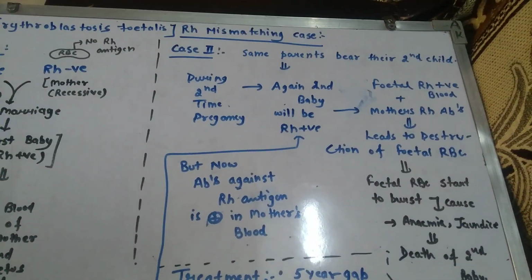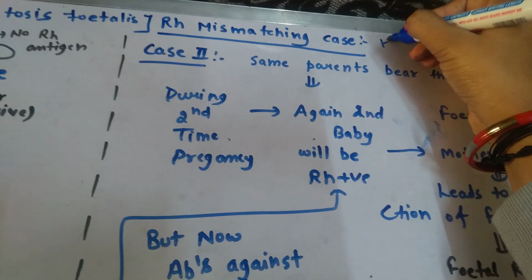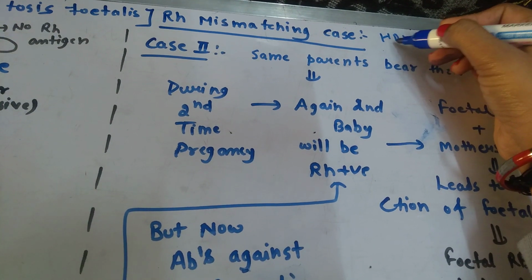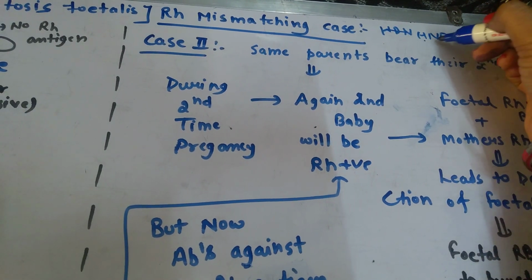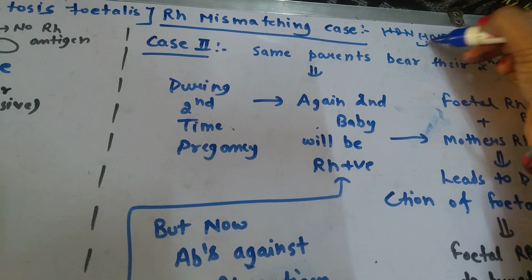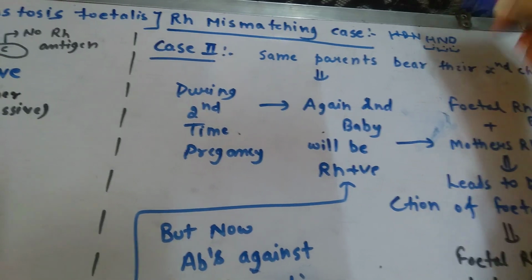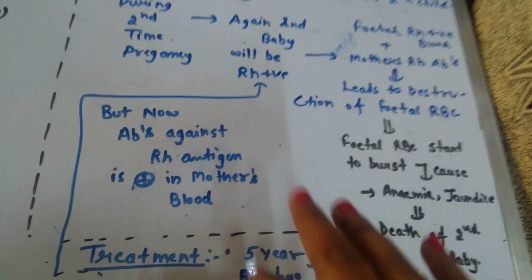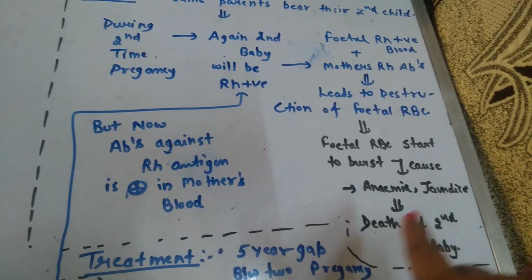This disease is also called HDN. Sorry, it is called HDN, that is Haemolytic Newborn Disease. It is a disease of the newborn in which hemolysis, that is lysis of RBCs, occurs. That's why it is called Haemolytic Newborn Disease. So the fetal RBCs start to burst and cause anemia and jaundice.